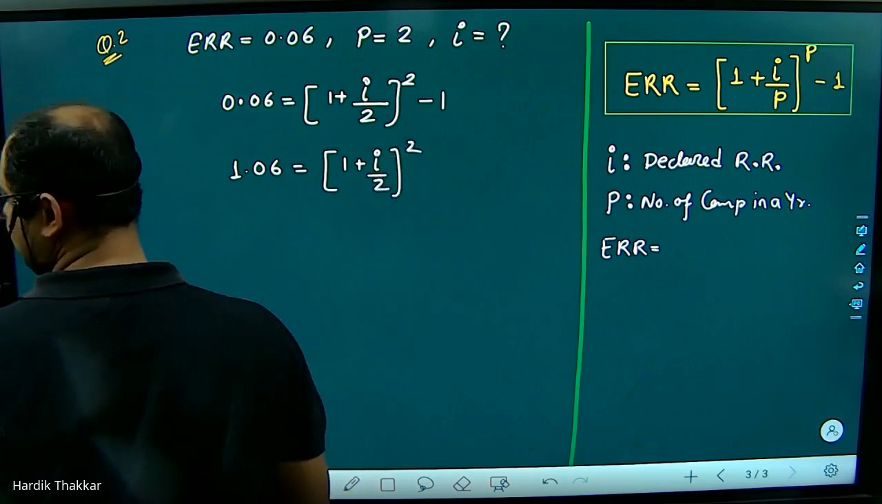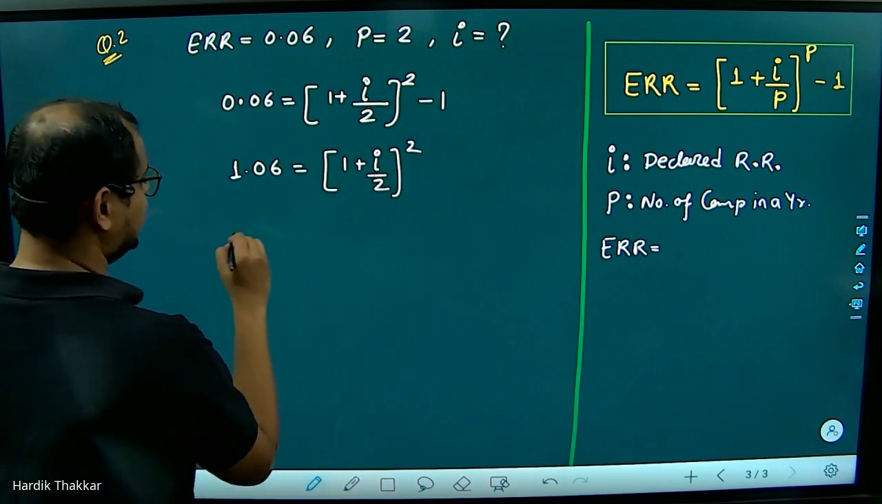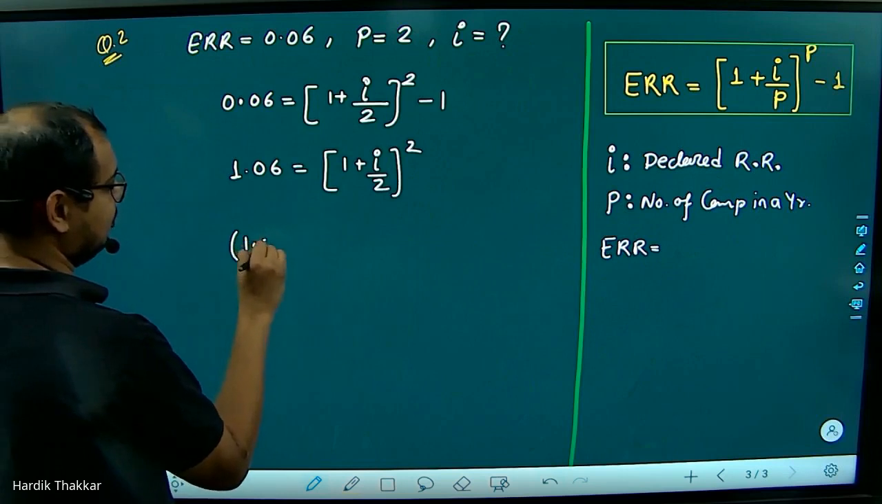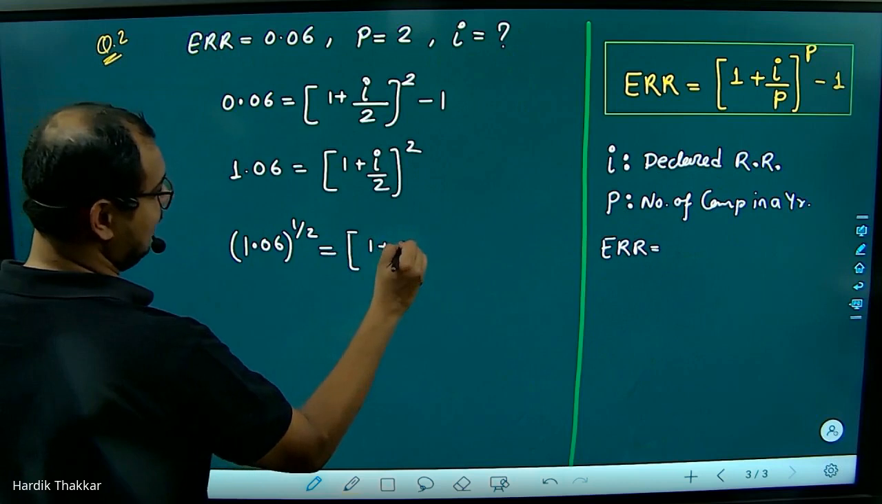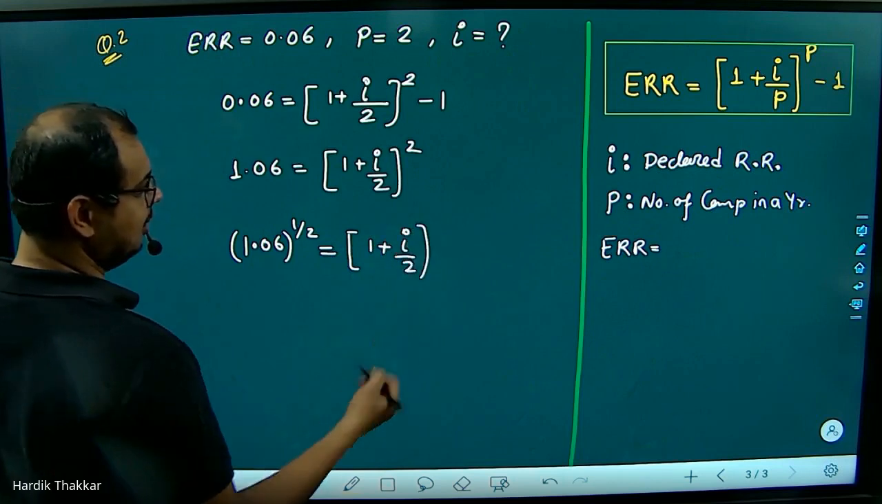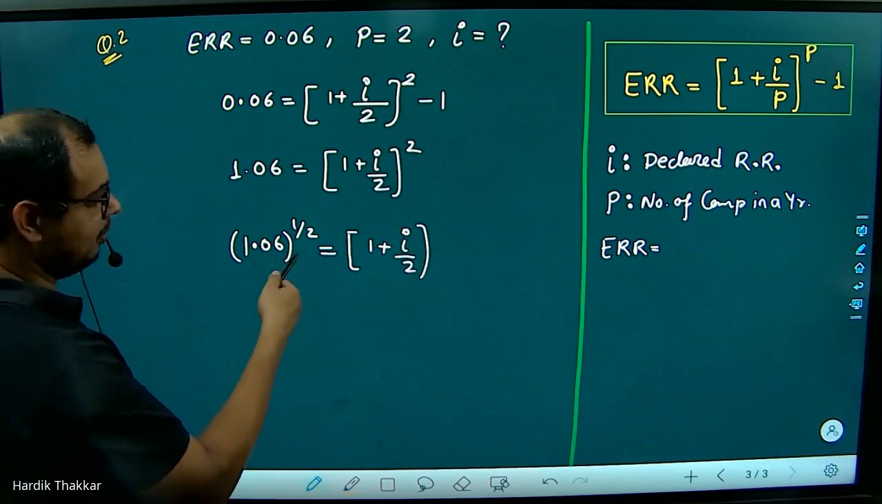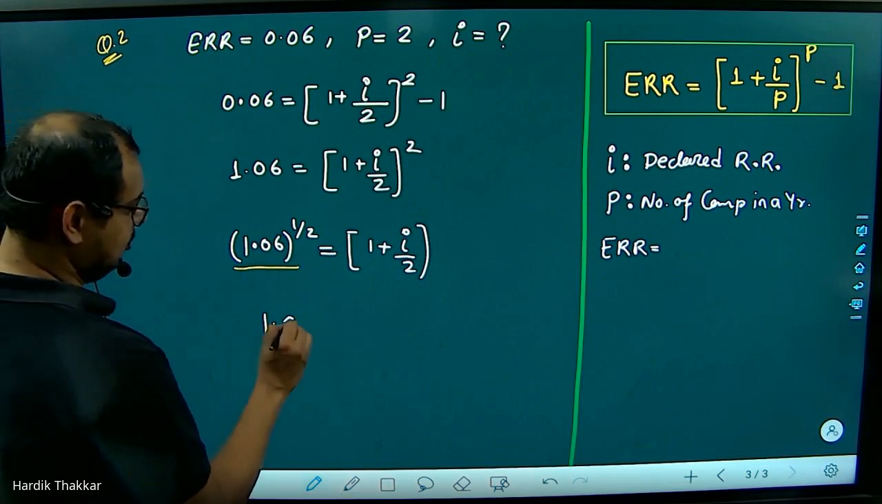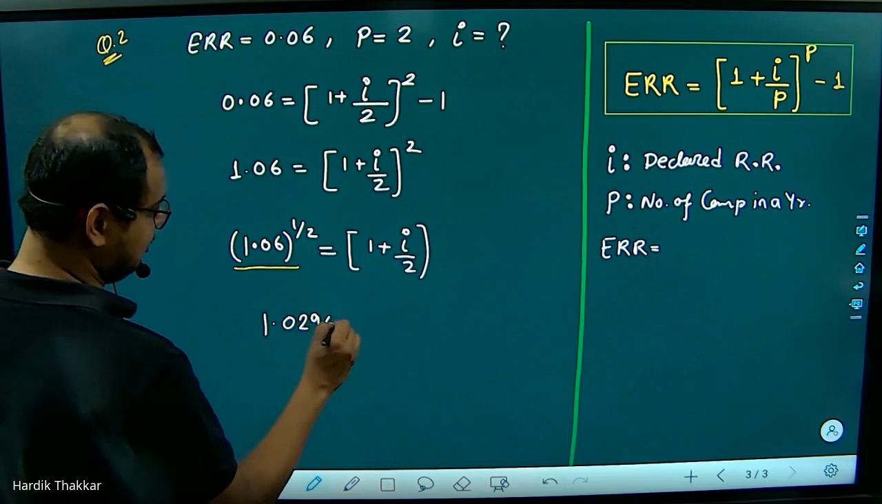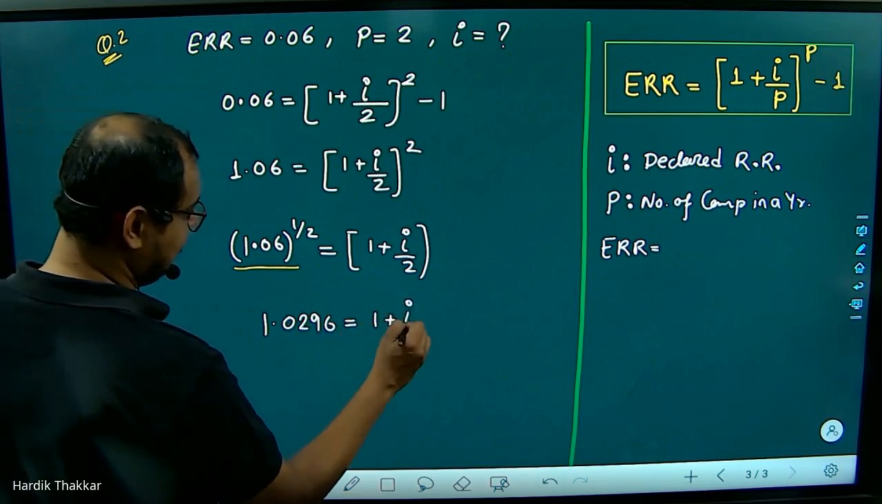क्लियर? ये 1 इधर जाएगा, 1.06 होल स्क्वायर, ये हो जाएगा। फर्दर यहाँ पर स्क्वायर रूट आ जाएगा, सो 1.06 टू दी पावर 1/2 इज इक्वल्स टू 1 प्लस आई अपॉन 2. क्लियर हुआ यहाँ तक? ये वाली वैल्यू आपको क्वेश्चन में दी हुई है, इसकी वैल्यू कितनी दी हुई है? 1.0296 इज इक्वल्स टू 1 प्लस आई अपॉन 2.